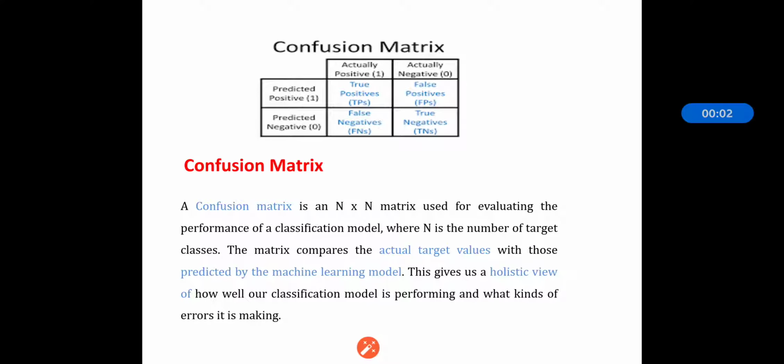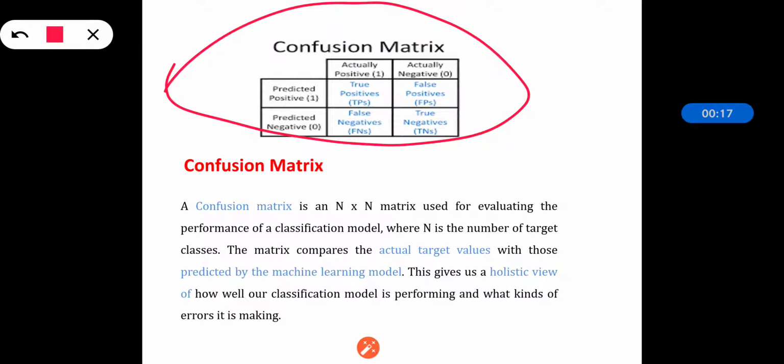In our last section, we have seen the classification model, and that is nothing but descriptive and predictive modeling. Now we will see the confusion matrix. The confusion matrix is drawn over here. We can see it is in the matrix format.